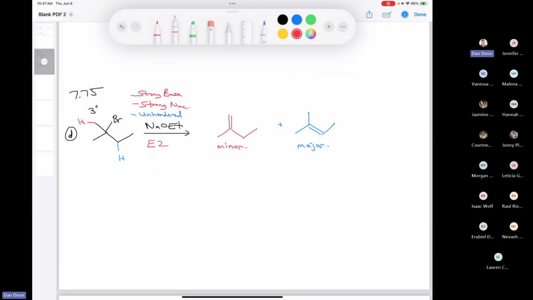Now keep in mind, there's no cis and trans for this one. So no, put here, no cis or trans for this guy, right? Because this carbon has two methyl groups attached to it, so there cannot be any cis or trans for that one.